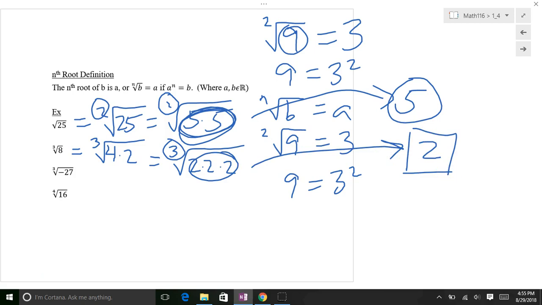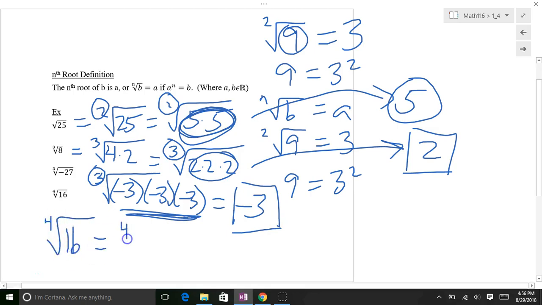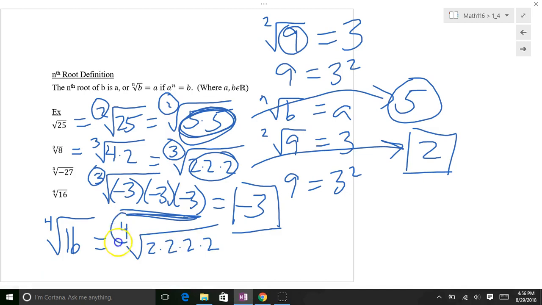How about the third root of negative 27? So now I factor the negative 27. Negative 3 times negative 3 times negative 3 is negative 27, and I'm looking for 3 of a kind. Look at that, I've got 3 of a kind. So it breaks out of jail, if you will. The fourth root of 16. Break down that 16. 16 is 4 times 4, in other words, 2 times 2 times 2 times 2. How many am I looking for? 4 of a kind. I've got 4 of a kind. That's my answer, 2.